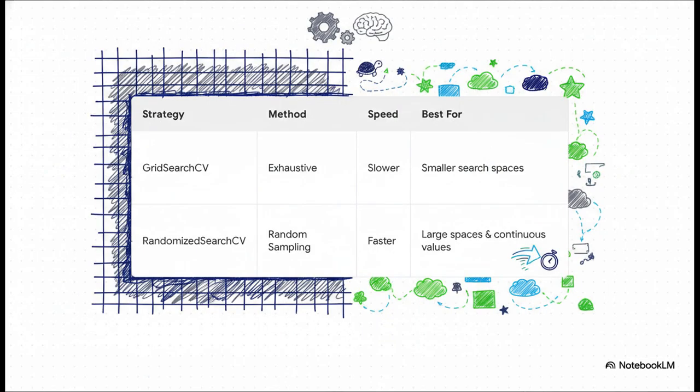Okay, let's break this down a bit. Grid search CV is exhaustive, which means it's pretty slow. It's great if you only have a small number of hyperparameters you want to test. Randomized search CV, on the other hand, is way faster because it only samples a fixed number of combinations. This makes it absolutely ideal for when you have a really large search space, especially when your hyperparameters aren't just a few categories, but could be any number along a continuous range.